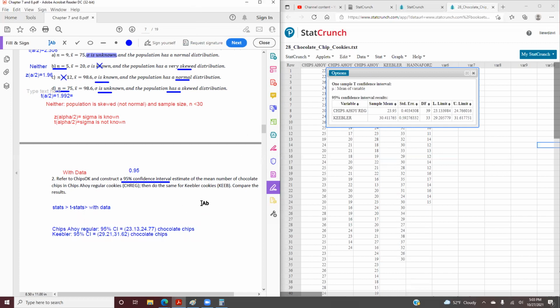The question wants us to compare these two results. So if you compare these two, the Keebler and the Chips Ahoy, can you tell me which company has more chocolate chips in their cookies? The Chips Ahoy one or the Keebler one? And why do you say that? Keebler. Why, Armin? Because the intervals are higher and, like, it's kind of self-explanatory. That is good. Well, do not say it is self-explanatory in your test, because you won't get full points.